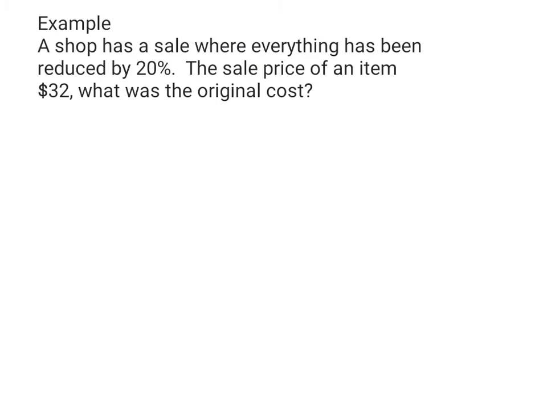So this is our second example. The shop has a sale where everything has been reduced by 20%. The sale price of the item is $32. What was the original? So this time everything's been reduced. There was 20% knocked off. That meant we only paid 80%. Now remember, that means we also paid $32, so they're connected. We want the original, and the original is always 100%.